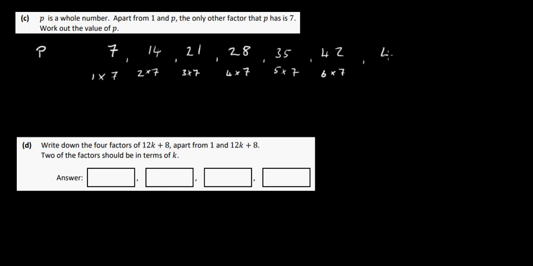And then finally we come to 49, which is 7 times 7. So 49 has the factors 1 and 49, and the factor 7. So it has 3 factors in total, 1, 7 and 49. So the value of P is equal to 49. It has factors 1, 7 and 49. It doesn't have any other factors. So that's it. That's all we were required to do, work out the value of P.